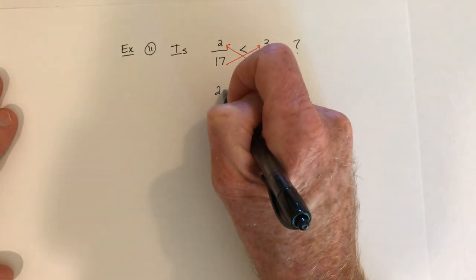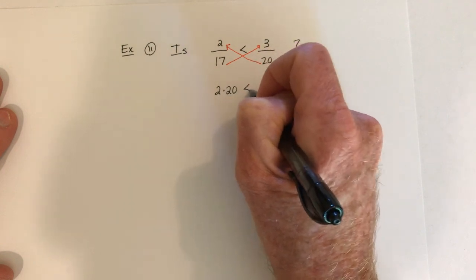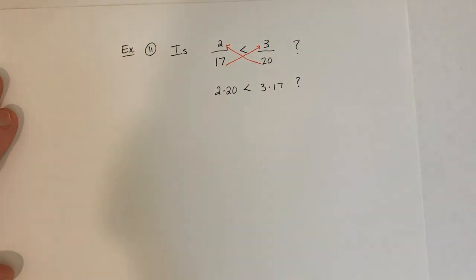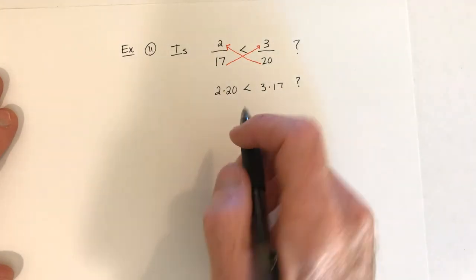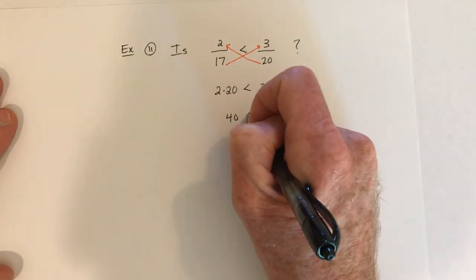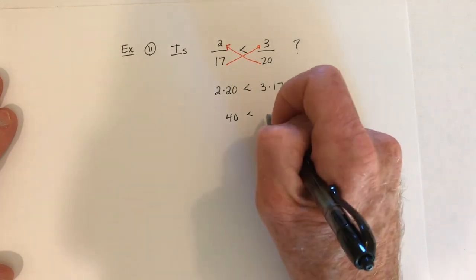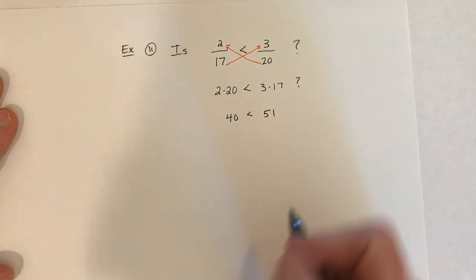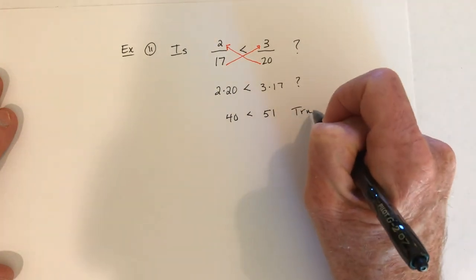So 2 times 20, is that smaller than 3 times 17? Well, 2 times 20 is 40, and 3 times 17 is 51. Is 40 smaller than 51? That is true.